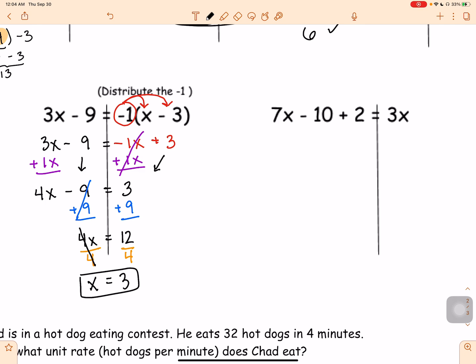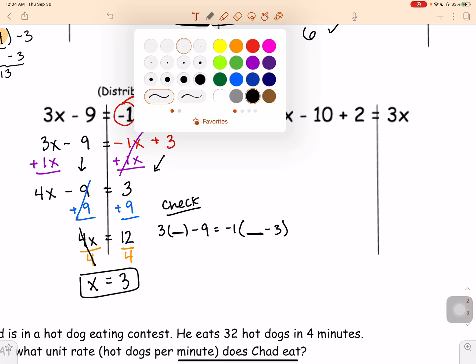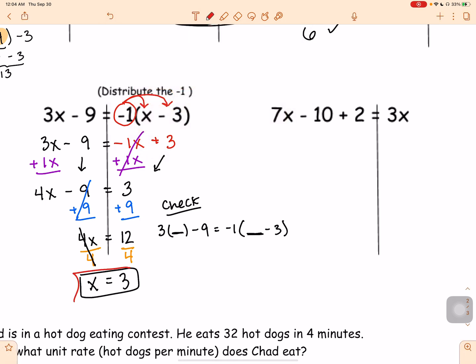Okay, so now if you wanted to check this, it's a little bit longer, but it's still possible. So I'm just going to put like parentheses where the x is up there. So we have 3x minus 9 equals negative 1 times x minus 3. I'll just leave this as a line because it's already in parentheses. So we had gotten positive 3 as our x, so let's put in 3.